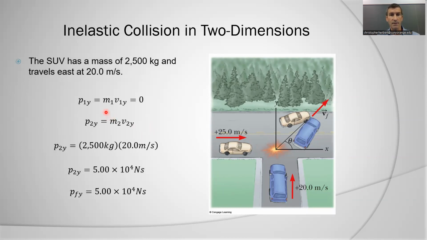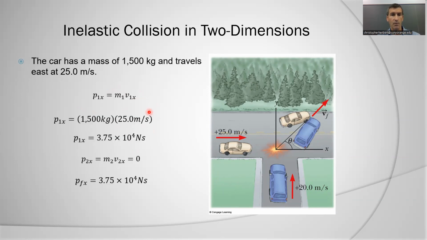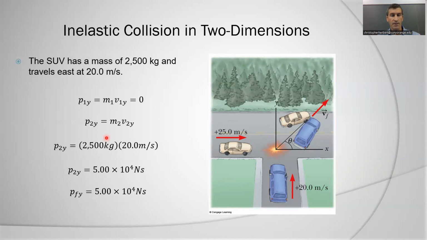In this case, the y momentum of the SUV is going to be its mass times its velocity in the y direction. Again, note that there's no momentum of the first car in the y direction, as there was no momentum of the SUV in the x direction. And so the total momentum before the collision for the y direction is going to be 2,500 times 20. So that gives us a total momentum of 5 times 10 to the 4.